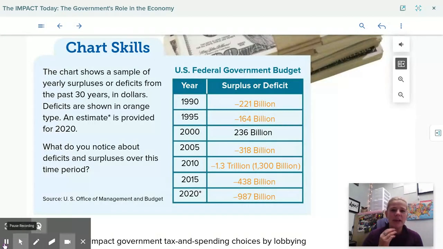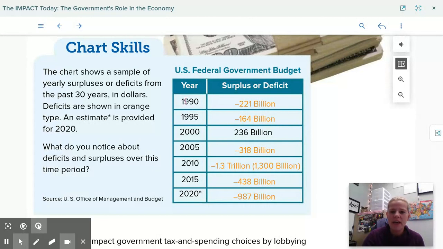So let's go and take a look at this chart. Okay, so it says chart skills. The chart shows a sample of yearly surpluses or deficits from the past 30 years in dollars. Deficits are shown in orange type. An estimate is provided for 2020. What do you notice about deficits and surpluses over this time period?